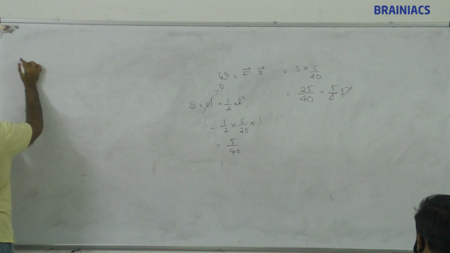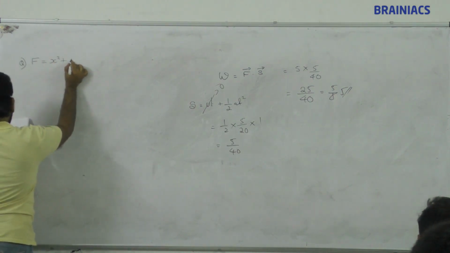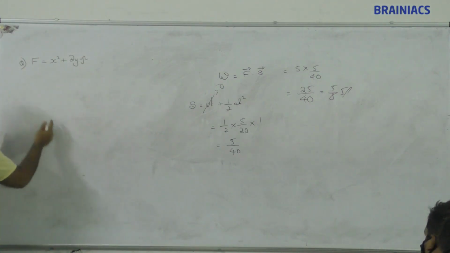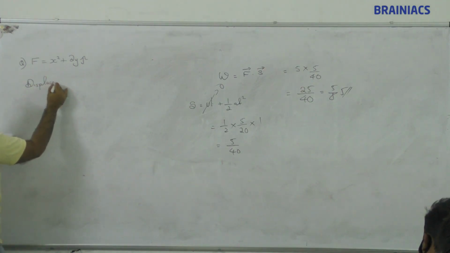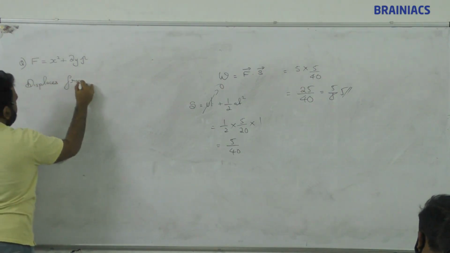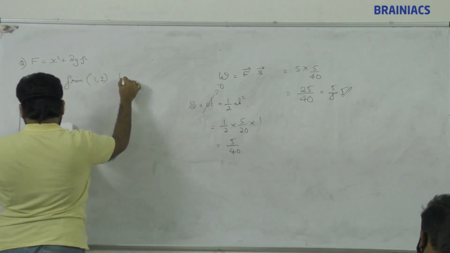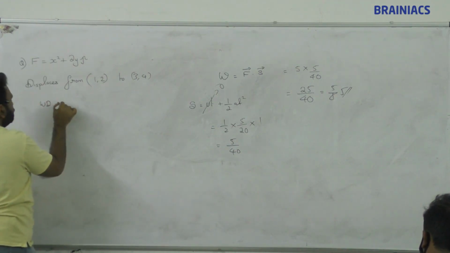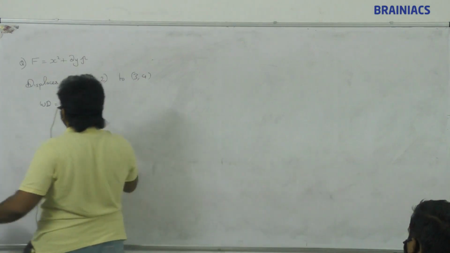Okay, another question. F is equal to x square i. Displaces from 1, 2, 3, 4. What is that? x square i.